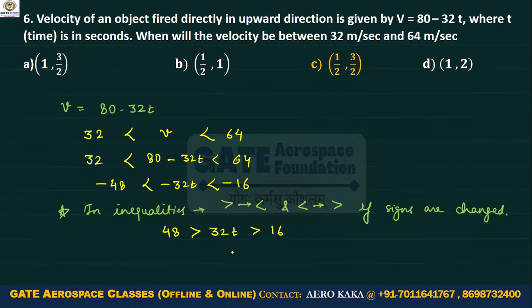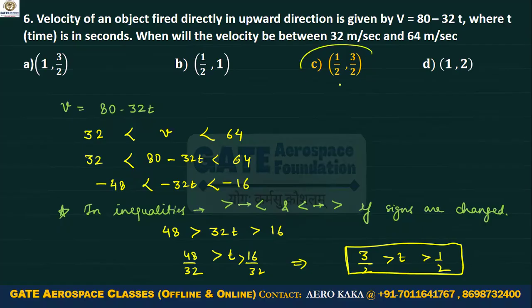Okay. And if I find out the value of t, you can see that it is going to be 48 by 32, and this is going to be 16 by 32. Or simply it can be 1 by 2 less than or equal to t less than or equal to 3 by 2. This is already there in the option, 1 by 2 to 3 by 2. So this becomes your correct answer. It's a very simple question. We just need to understand the basic rules of inequalities. Okay, let's see the next question.